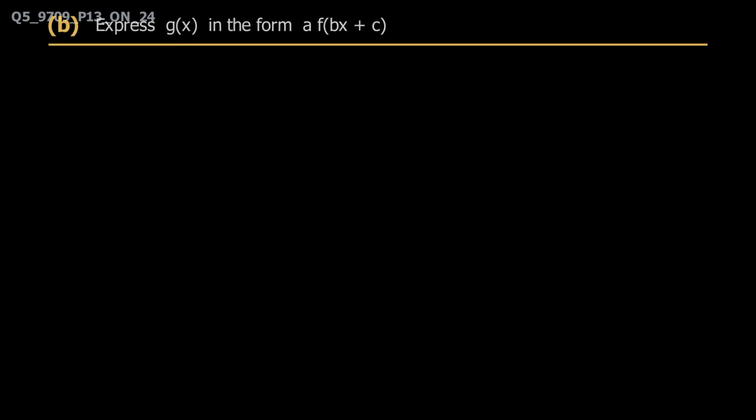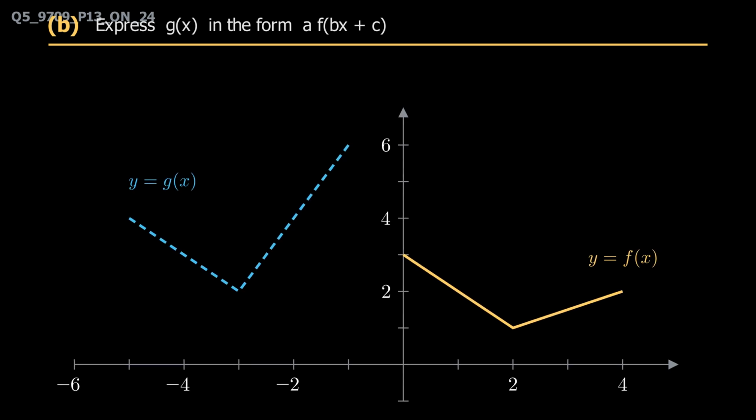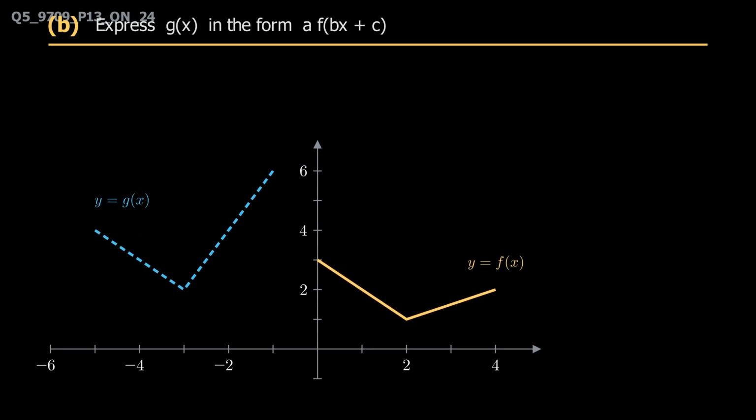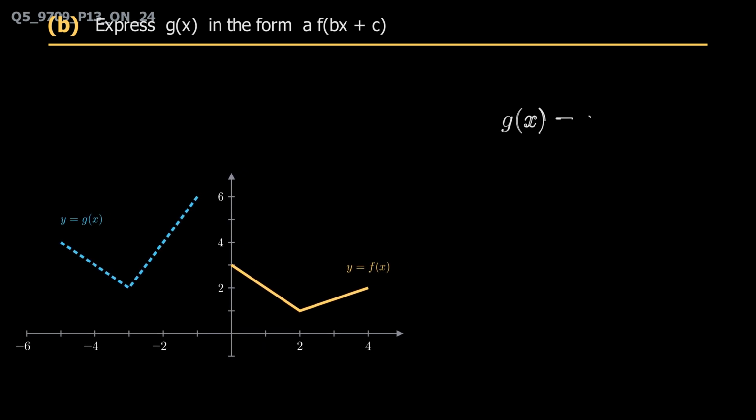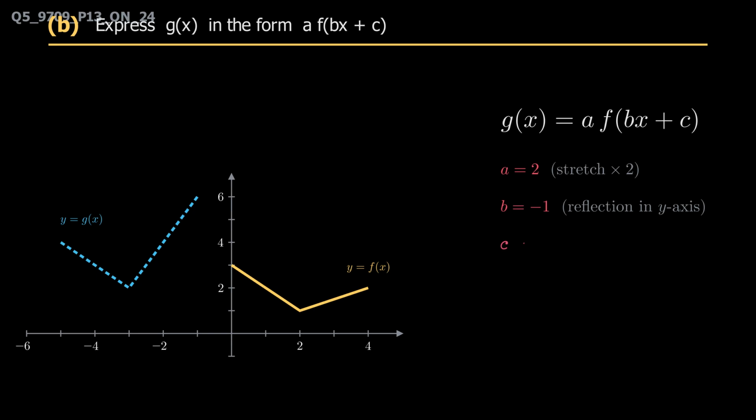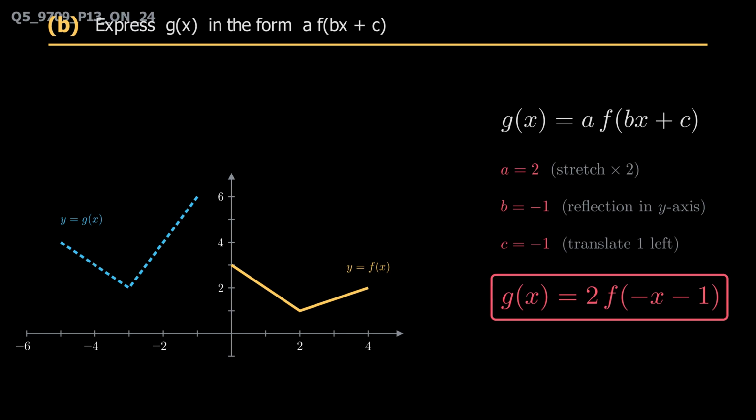Part B. Write g of x as a times f of bx plus c. Keep the graphs on the left while we read the parameters from the transformations. Start from the template g of x equals af of bx plus c. A is 2 from the vertical stretch. B is -1 from reflecting in the y-axis. C is -1 from translating 1 unit left. So g of x equals 2f of minus x minus 1.